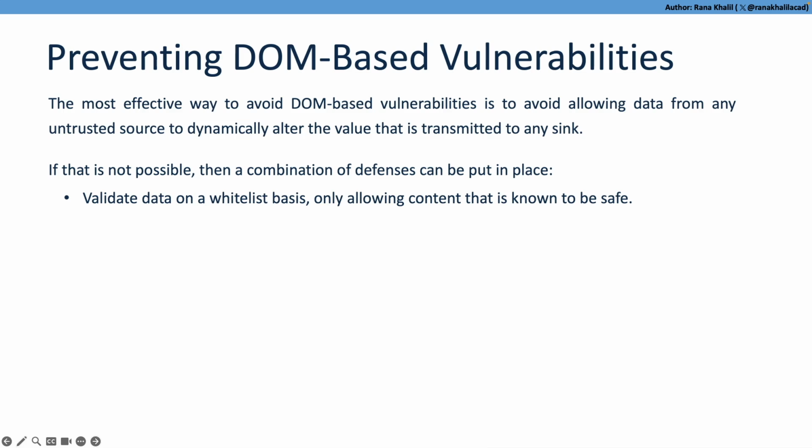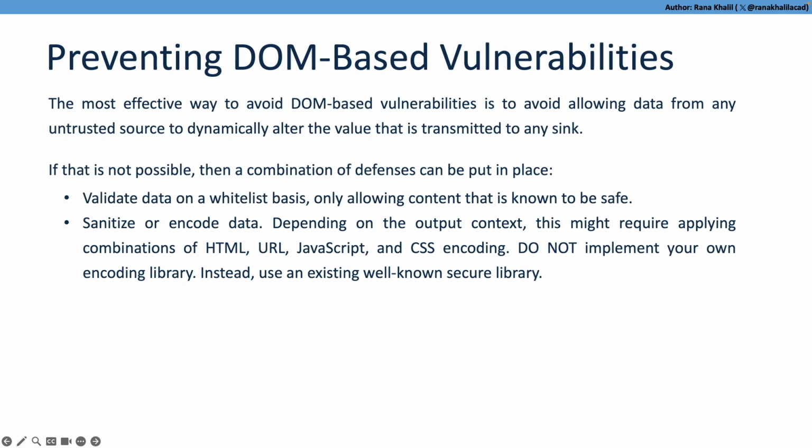The first defense is to validate data on a whitelist or an allow list basis, so only allowing content that is known to be safe. The second defense is to sanitize or encode data. Now, depending on the output context, this might require applying combinations of encoding schemes. So there's HTML encoding, URL encoding, JavaScript encoding, and CSS encoding. You absolutely should not implement your own encoding library. Instead, you should use an existing well-known secure library.